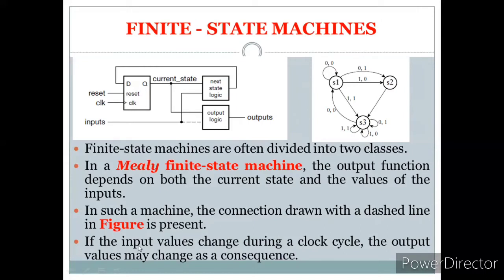If the input value changes during the clock cycle, the output value may change as a consequence. So if the input changes, for example during the rising edge, we can easily observe the respective changes at the output. This is the thing present in the Mealy machine.